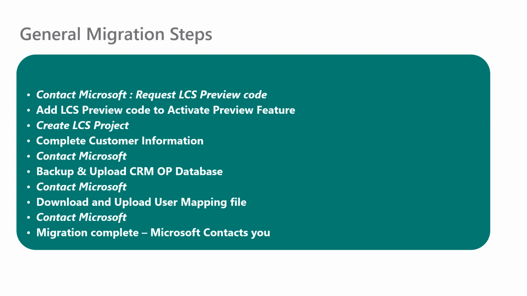First, request an LCS preview code. Then add the LCS preview code to activate the preview feature. Once this is done, create an LCS project. Complete the customer information in LCS, and once you've done so, reach out to the Microsoft Factory team letting them know you are done. Proceed then to back up and upload your CRM on-premise database. Then contact the Microsoft team and let them know that you are done.